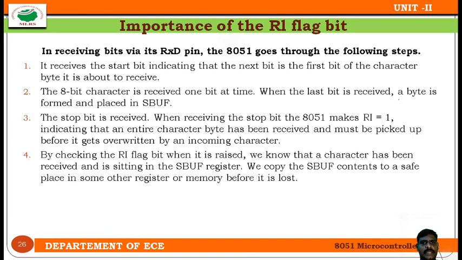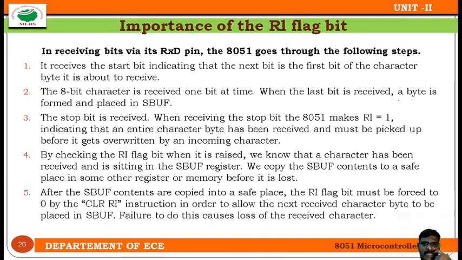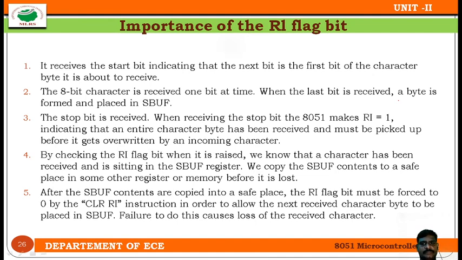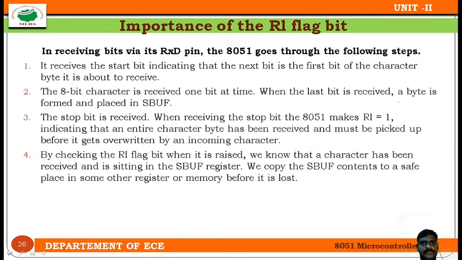By checking the RI flag bit, when it is raised, we know that the character has been received. Then we copy the SBUF content into a safe place, such as another register, a memory location, or any port address. After the SBUF contents are copied, the RI flag must be forced to 0. So I am using the CLR RI instruction in order to receive the next character byte into SBUF. Failing to do this causes a loss of received data. So if I am not able to follow this procedure, we may lose the received data or some of the characters.